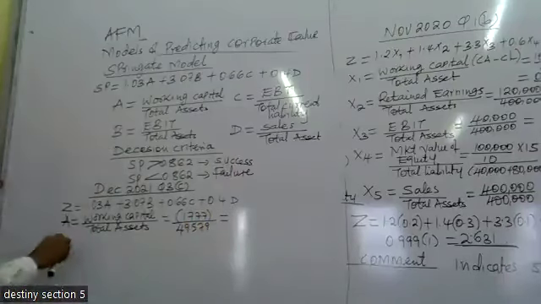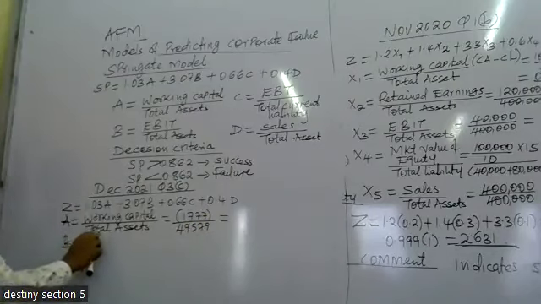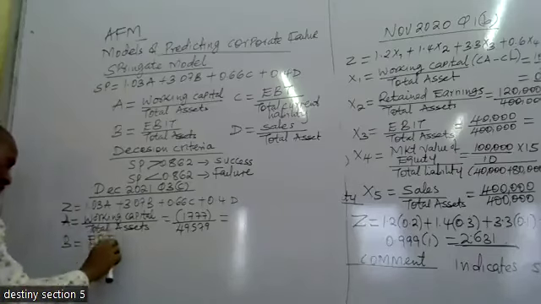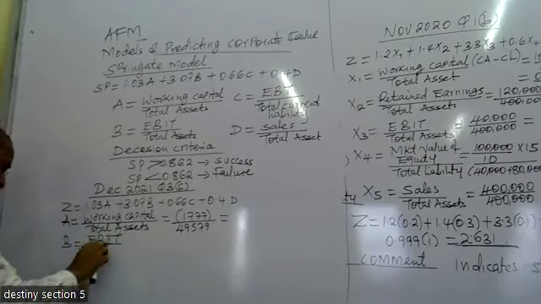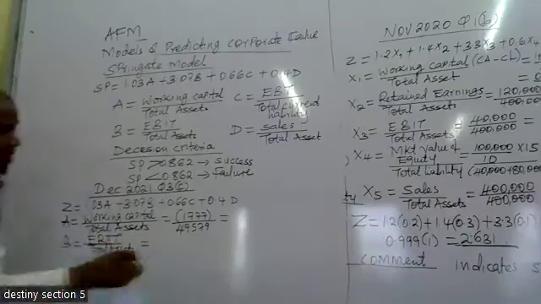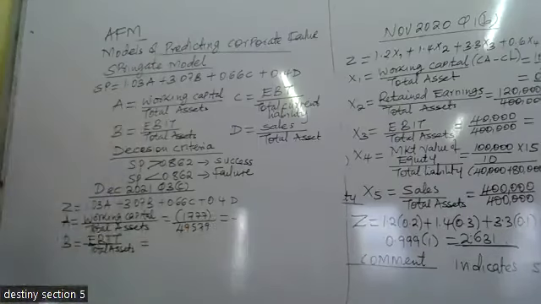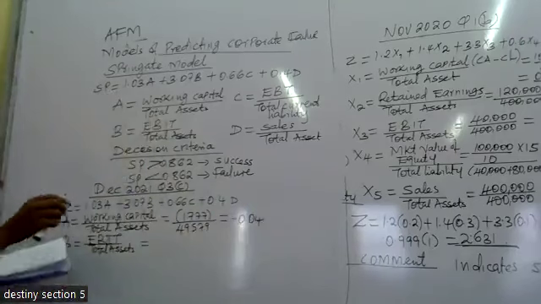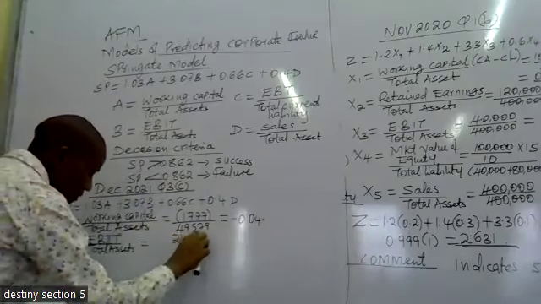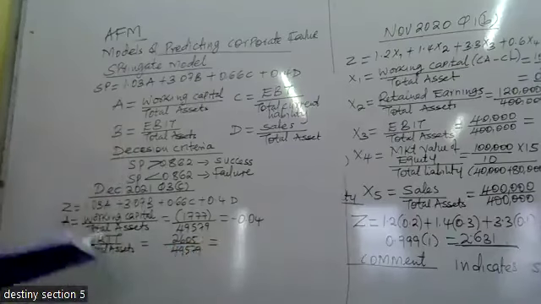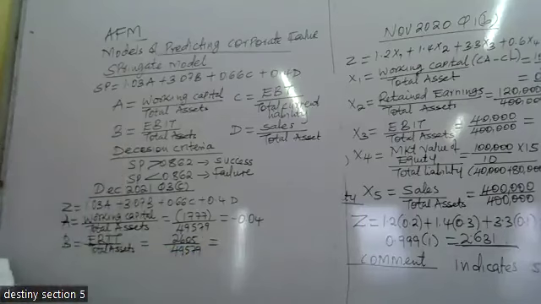But also get B. B we said is earnings before interest and tax divided by the total assets. So the first one you get is negative 0.04. The second one, earnings before interest and tax, 2605 divided by 49,579. That will give you how much?